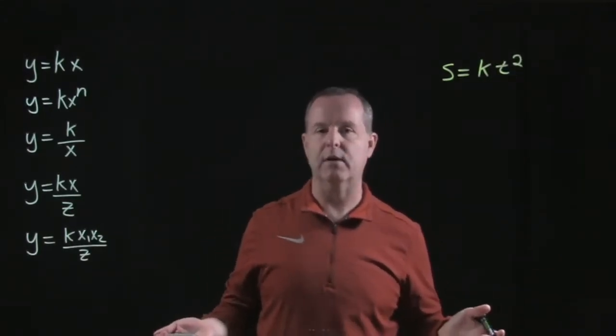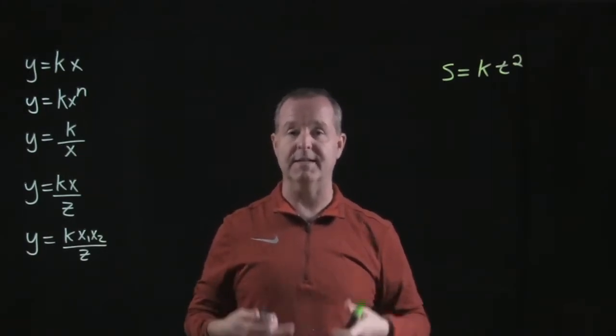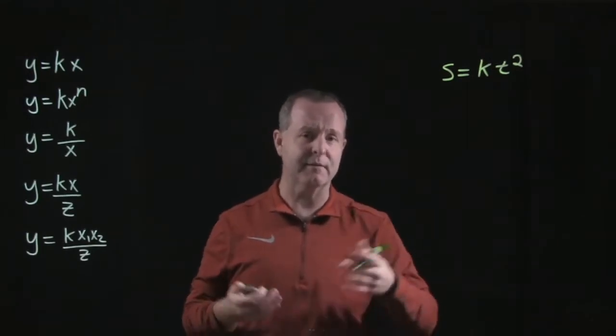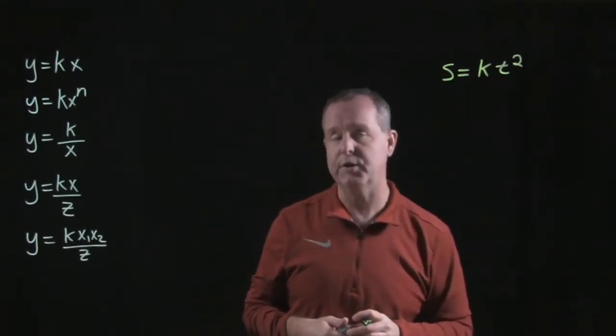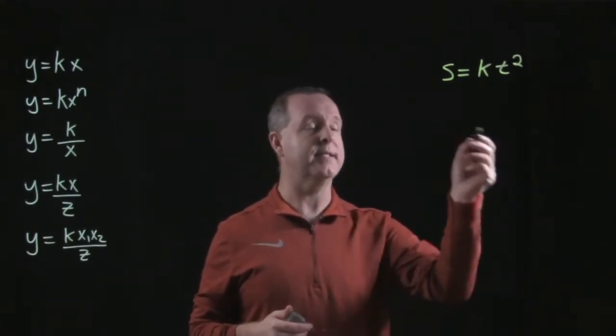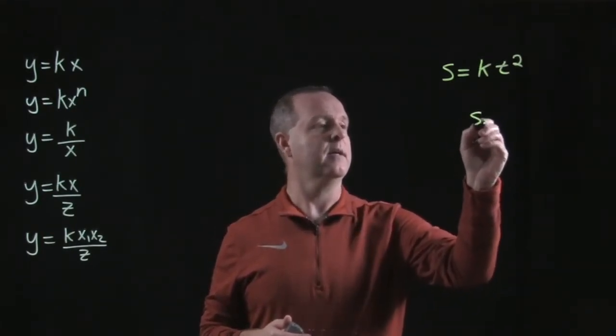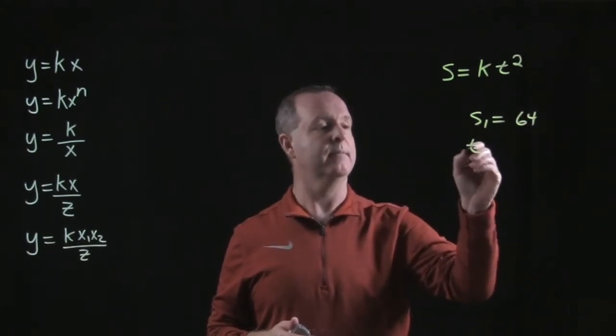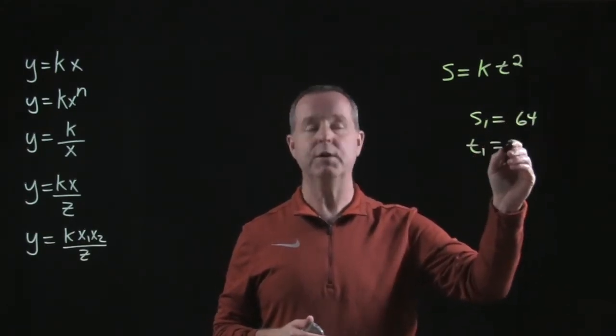So imagine we're driving across a bridge in Twin Falls and we're looking at some base jumpers jumping off. We're kind of getting a sense of what can they do? Do they have time to pull the chute or not? And we measured that the distance someone falls is 64 feet at a time of 2 seconds.